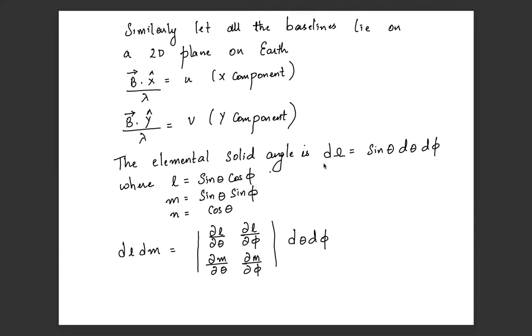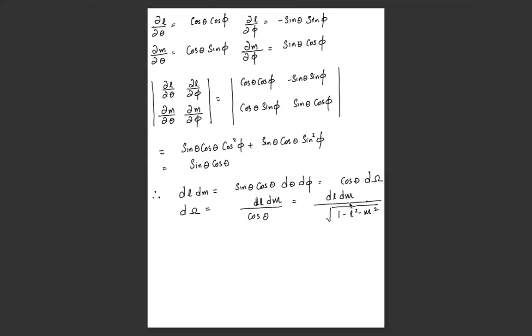To figure out what this elemental solid angle will be in terms of the elemental changes in L and M, you just have to solve for this Jacobian. That is again just basic calculus to do a change of variables in your integration. I have done that here, and you can pause the video and check these equations. The upshot is that d omega is related to dl dm divided by n, which is the z component, the square root of 1 minus l squared minus m squared. So now we are done.